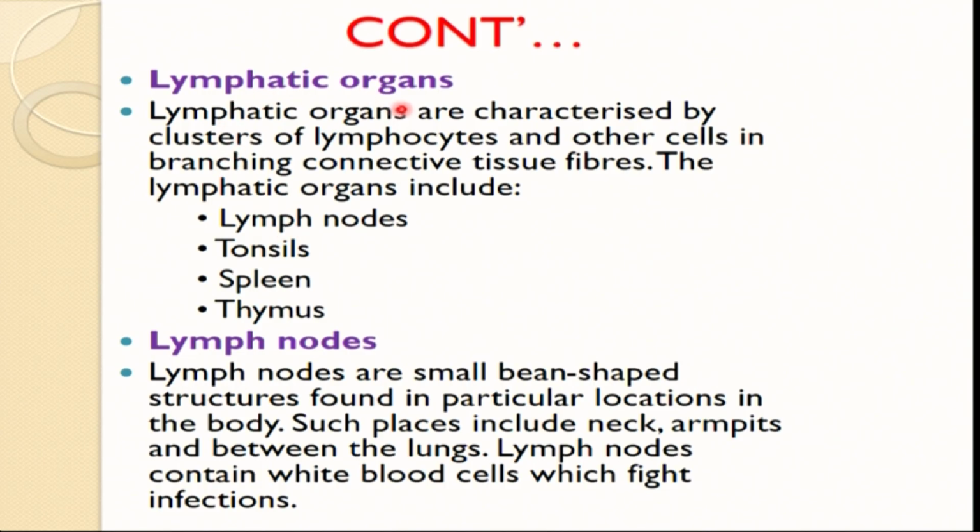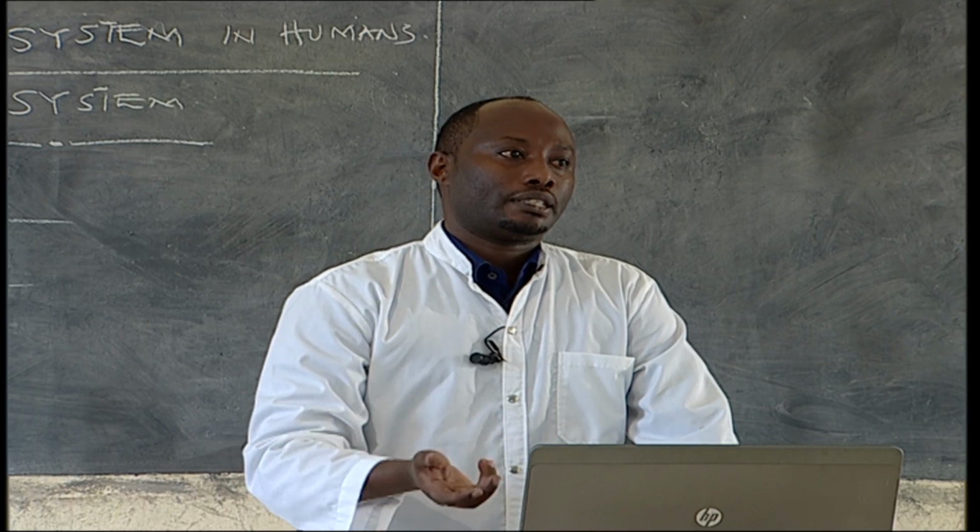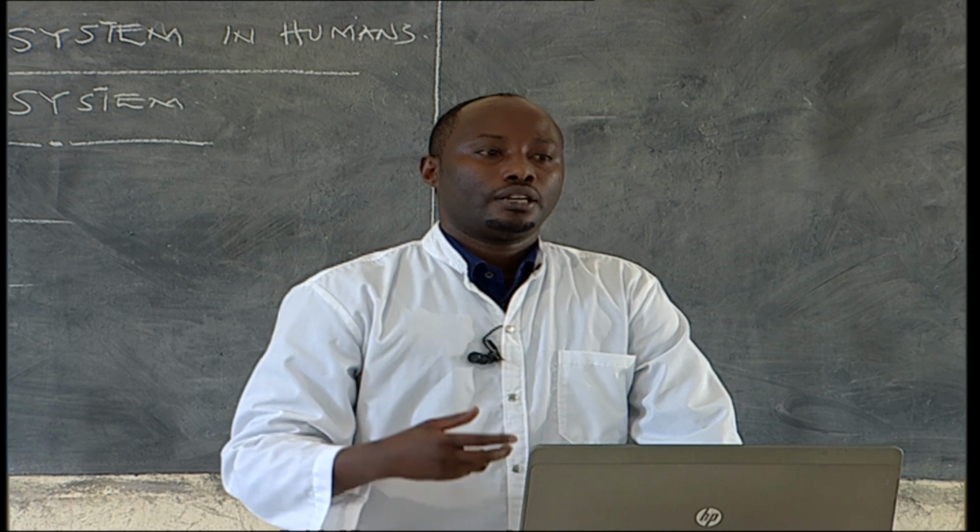Lymphatic organs are characterized by clusters of lymphocytes and other cells and a branching of connective tissue fibers, including the lymph nodes, tonsils, spleen, and thymus. All these are very important in protecting the body against infections. They are responsible for releasing lymphocytes, which protect the body against infections from bacteria, viruses, fungi, and so on.